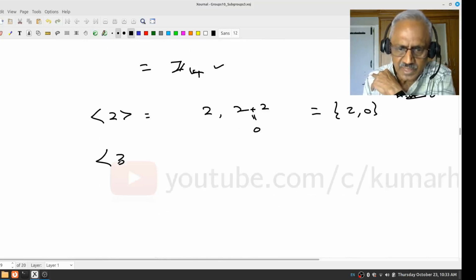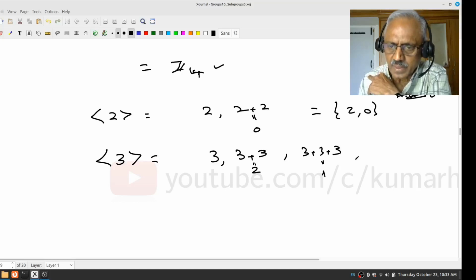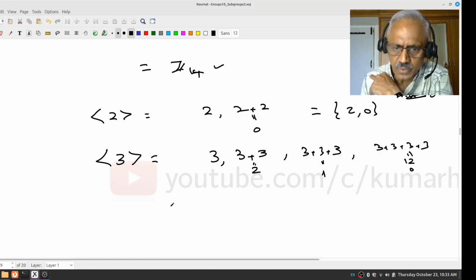And this you had already seen, but let's make sure. This consists of 3. 3 plus 3 is 6, which is 2. And 3 plus 3 plus 3 is 9, which is 1. And 4 times 3 is 12, which is 0. So this consists of the whole group Z4.